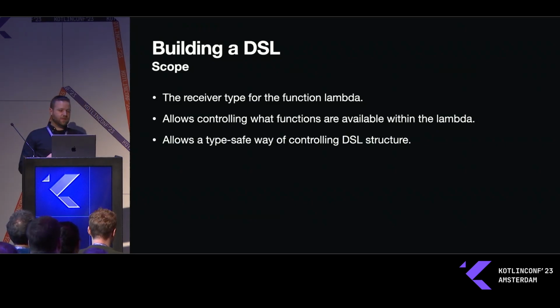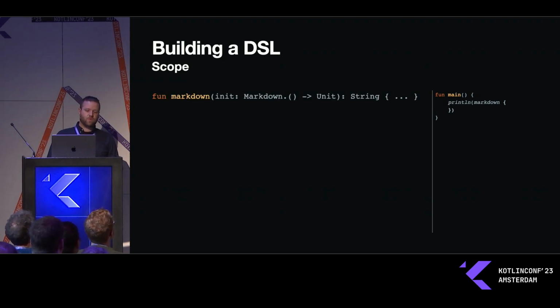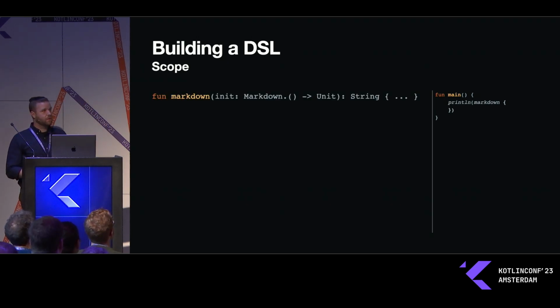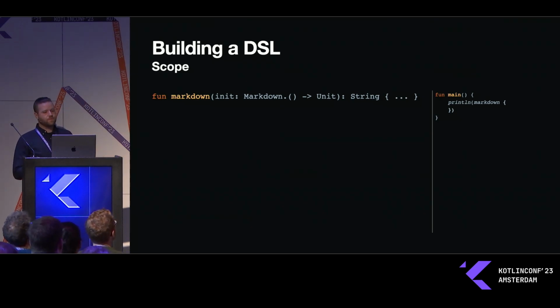And this allows you to control in a type-safe way what you can do with your DSL. All right, so let's take a look at, again, an example. If we were modeling Markdown as a DSL, we might start with a Markdown builder function here, where we take a Lambda with receiver, where the scope, or that receiver, is just this class Markdown.